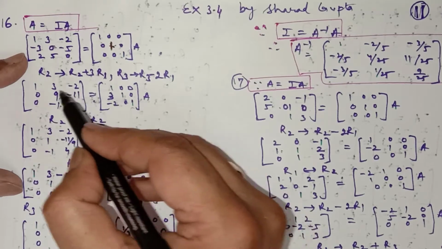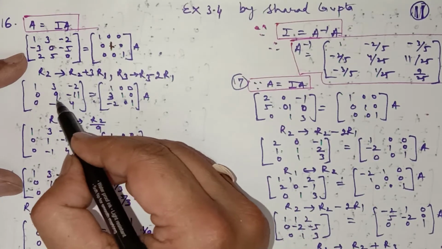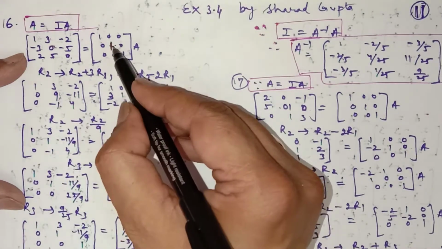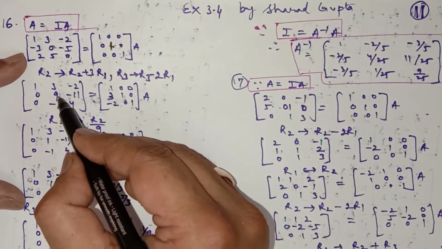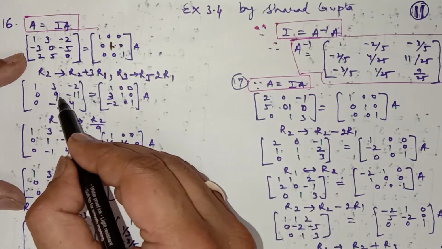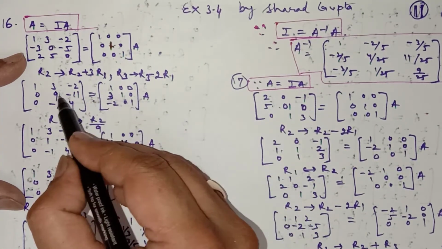Now the next step is to make this element, A22, 1, because we have 1 here in the identity matrix. The simplest way to make it 1 is by dividing the second row by 9.